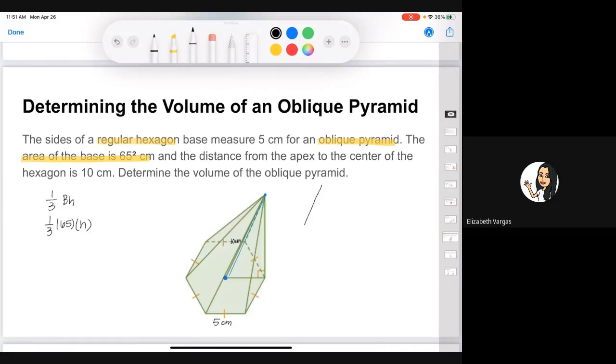Well, what you'll notice is it looks like we have a right triangle which is formed, where this is 10 centimeters, this is 5 centimeters, and we're looking for the measure of our height. And so we can plug that into Pythagorean form. 25 plus b squared equals 100. Subtract 25 on both sides. b squared equals 75. Get rid of that square. b is equal to the square root of 75. And so that would be my height.